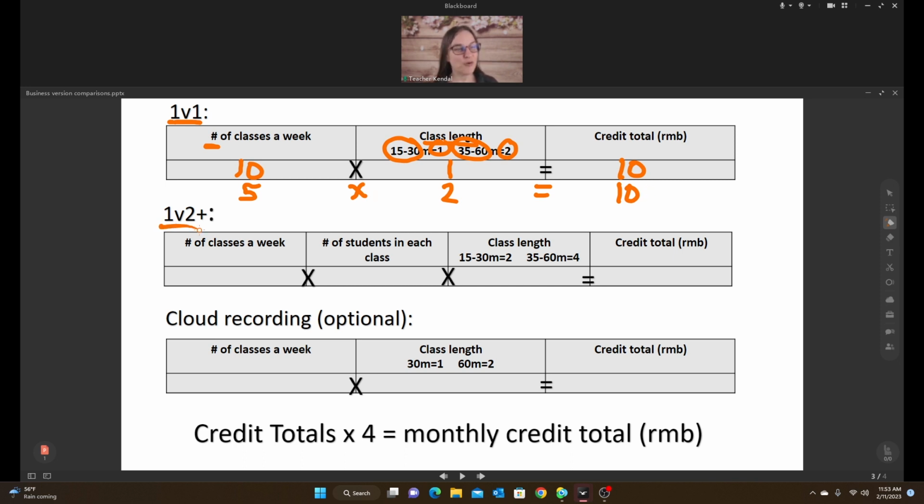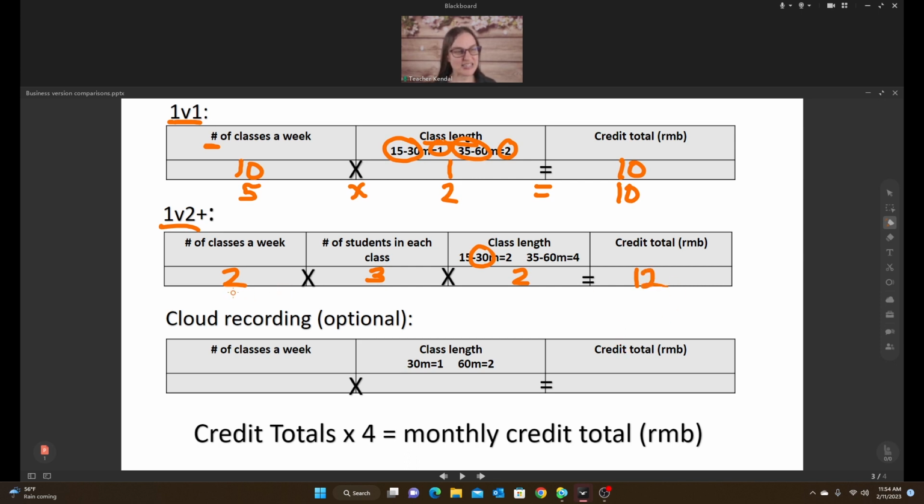Okay, now 1v2 plus. This one's a little bit longer because it depends on how many students you teach. Let's say I teach just 2 classes a week, and in those 2 classes, I have 3 students in each class, and my class length is 30 minutes. So I would write a 2 here. So I have 2 times 3 times 2. So that would be 12 RMB.